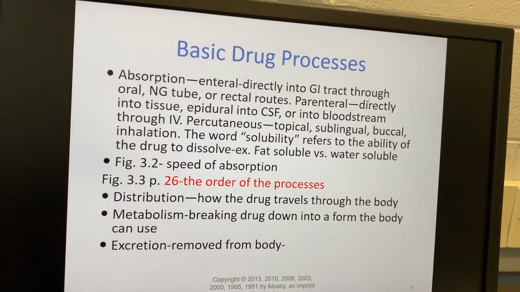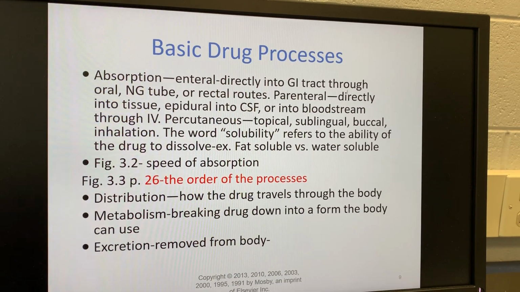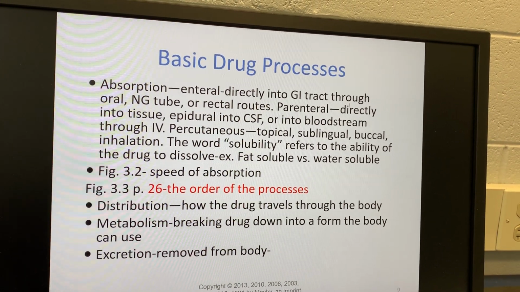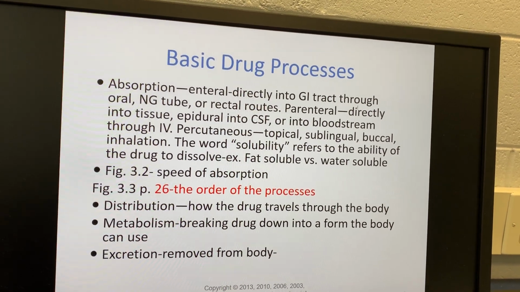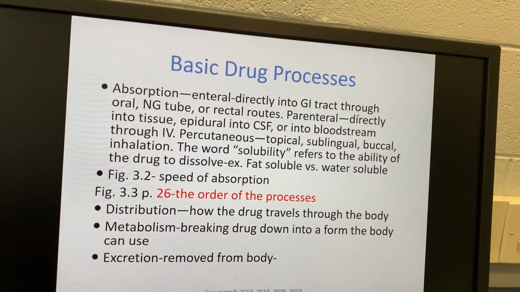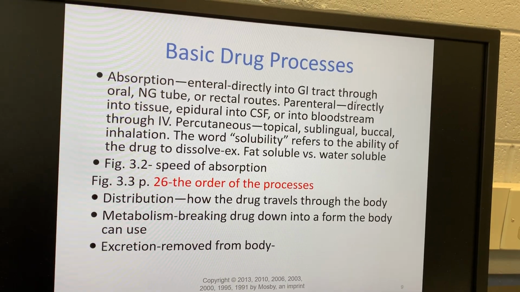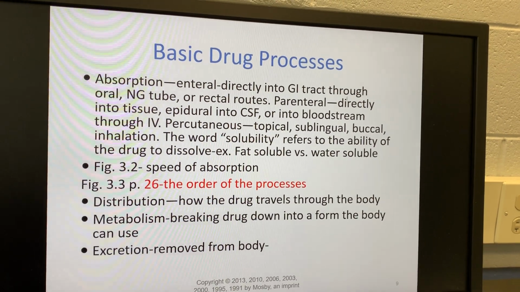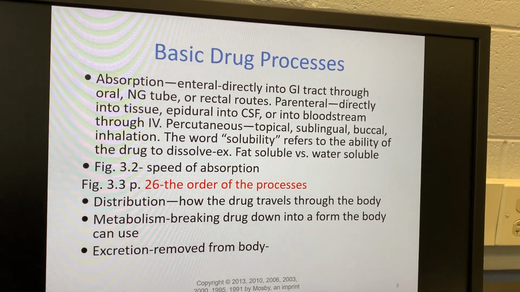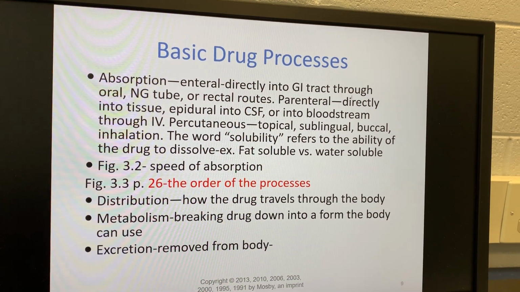You can see in your book, we see the speed of absorption, fastest being IV. It's immediately available in the vein, and inhalation works pretty quickly too, all the way down to the slowest, which are timed release capsules. They're made to break down over several hours.